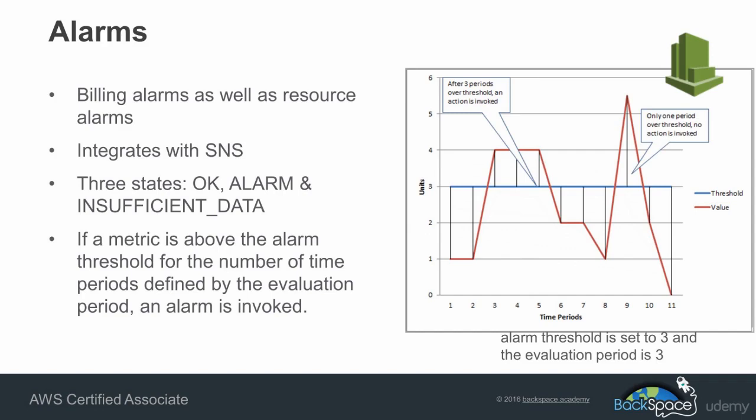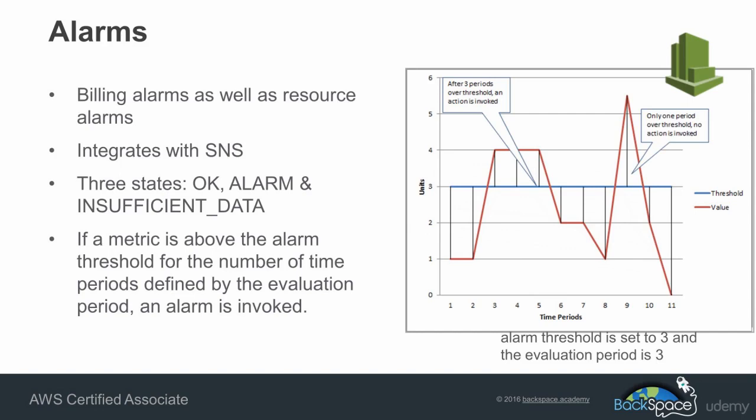So I've just got this graph here straight out of the developer guide, and the reason I've done that is because this is a graph that you'll see on your exam, no doubt. So just want to make sure that it looks and feels the way that you're going to be used to in the exam. So looking at this, we've got an alarm that is set up with a threshold set to 3 and an evaluation period is set to 3. So if a metric is above the alarm threshold for the number of time periods defined by the evaluation period, then the alarm is invoked.